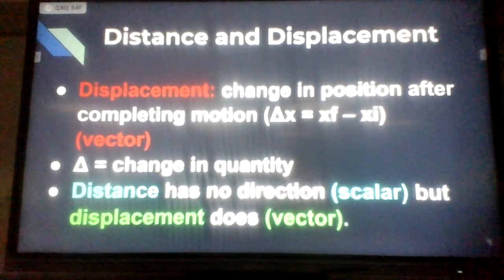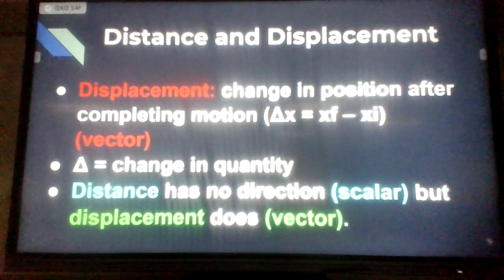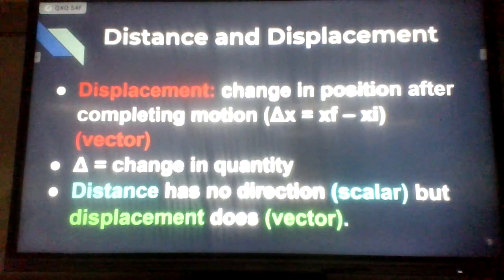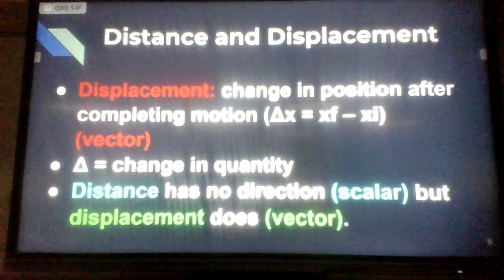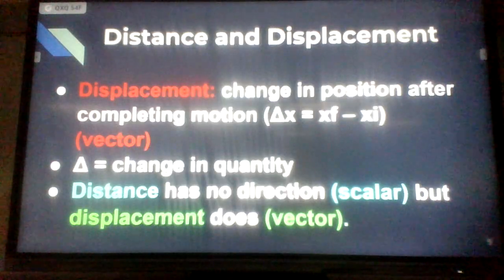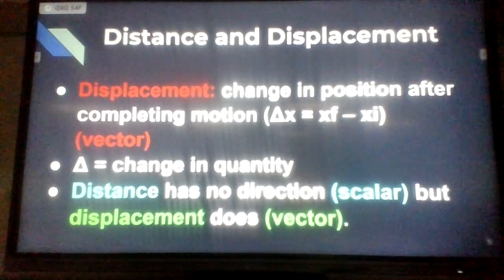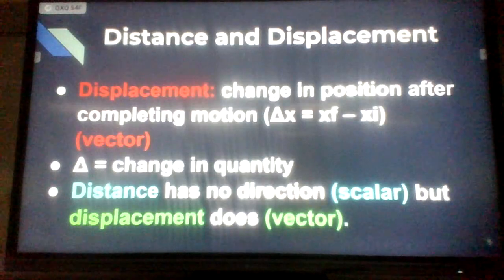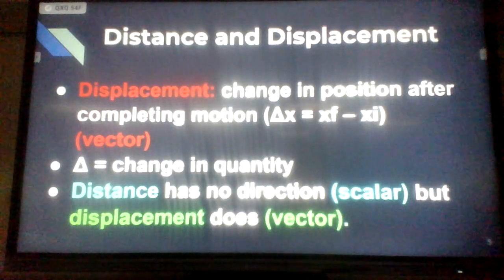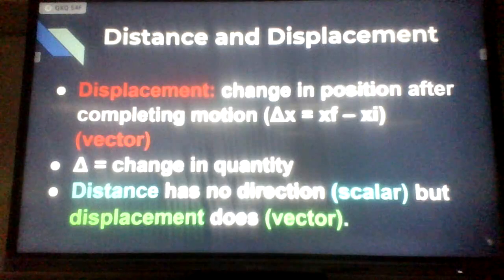If that was on an XY coordinate graph, well then I could do a right triangle and a Pythagorean theorem to calculate that distance. Distance has no direction, so we call that a scalar quantity. But displacement does, we call that a vector. Scalars are simply measurements without a direction. And that definition is coming up in a little bit. Vectors are measurements put into a particular direction.